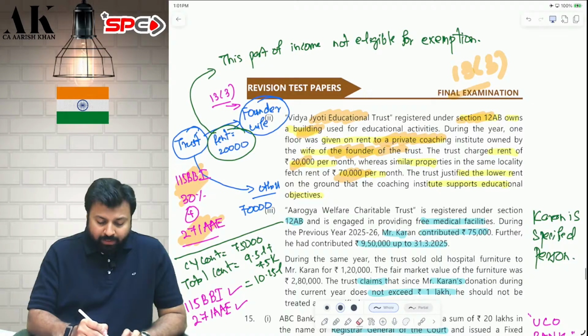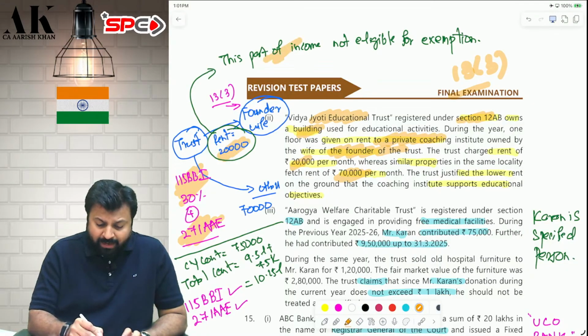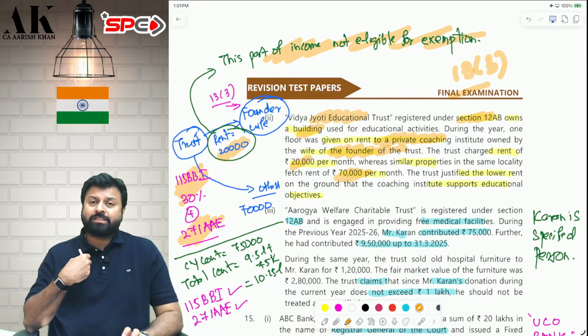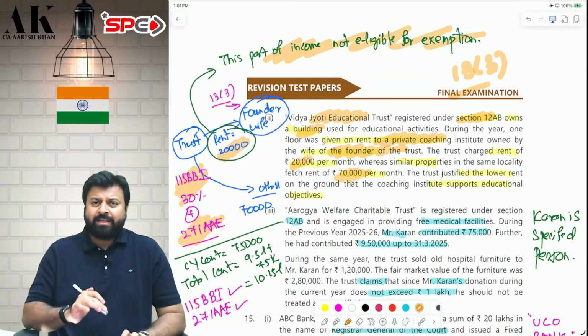Then whatever rent they are earning, how much rent they are earning? They are earning a rent of 20,000 rupees. This part of income is not eligible for exemption. On this 20,000 rupees, they will not get 15% exemption. They cannot apply and claim exemption also. So 3 implications you have to keep in mind.